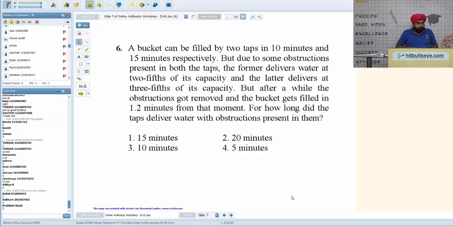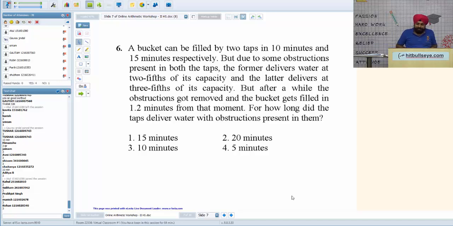So the answer is coming out to be third option or second option for some of you. Rahul says it is second. Rahul, you must have heard the name. I think everybody has listened to the name of Rahul.